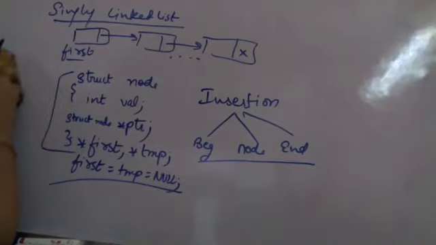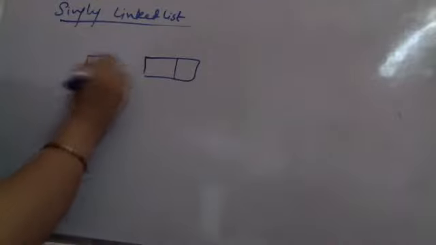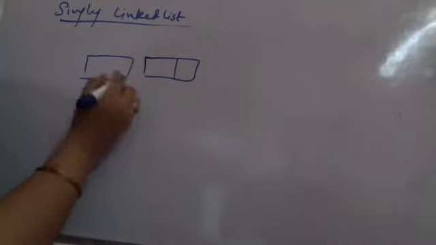Structure is clear. Let us try to see how we insert. So I am creating a function for insertion. Now in case I need to insert in the beginning, this is a linked list. If I want to insert over here, then what do I need to know?